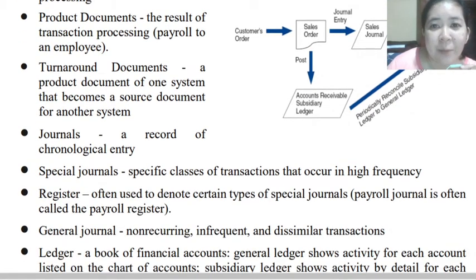Okay, another is we also have the journals. So you are familiar with this. This is a chronological record of our business transactions. We also have the special journals where the specific classes of transactions are classified and recorded accordingly. Okay, so you can base that also on the transaction cycles.